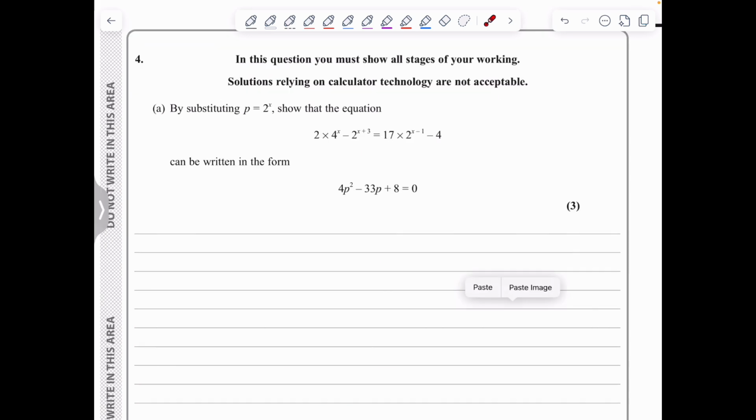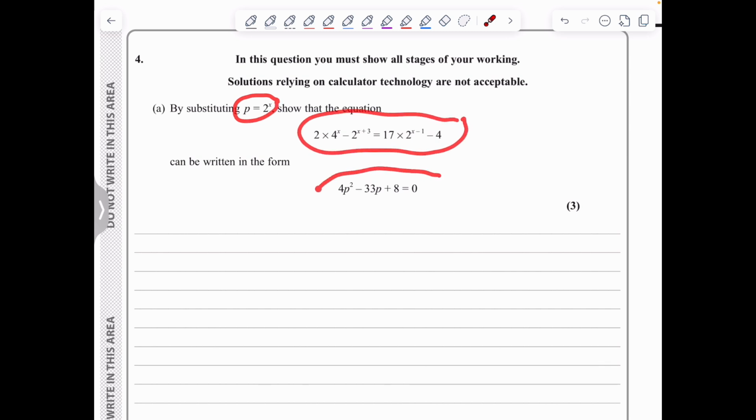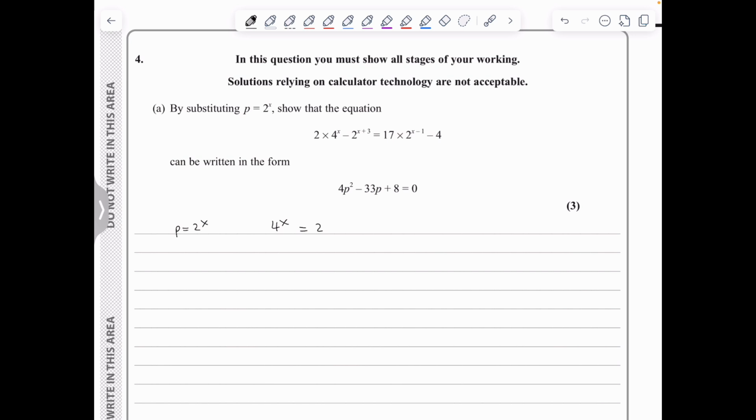In question 4, we need to show all stages of the working, and solutions relying on calculator technology are not acceptable. Well, we need to substitute p is 2 to the x into the given equation here to arrive at this quadratic in p. So starting with p is equal to 2 to the x, we can say that 4 to the x is 2 squared raised to the power of x, which is 2 to the x raised to the power of 2, and therefore it's p squared.